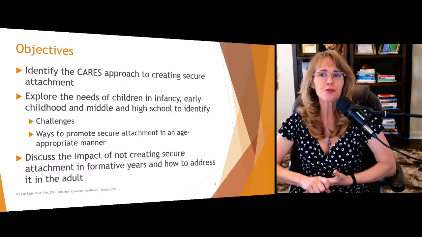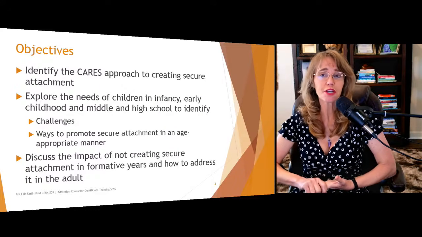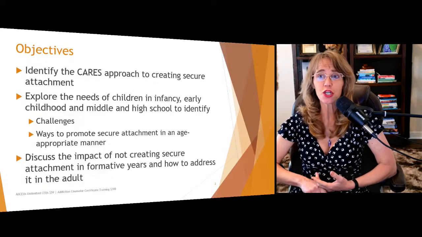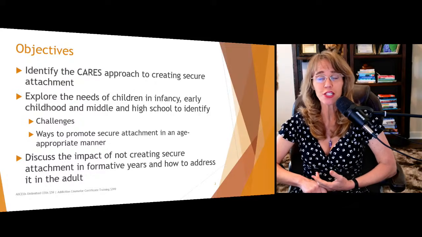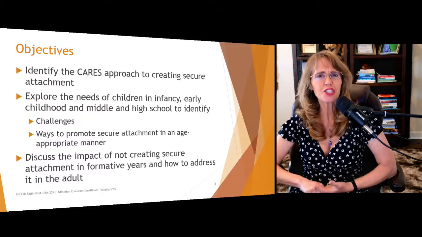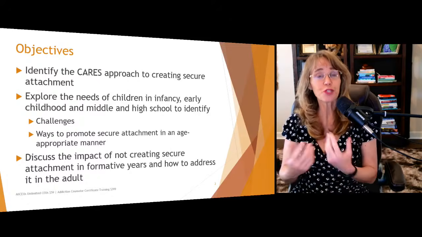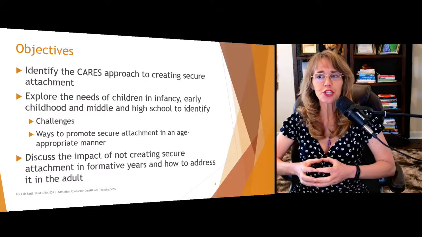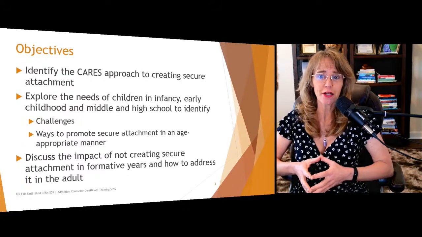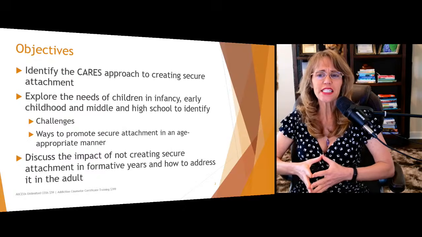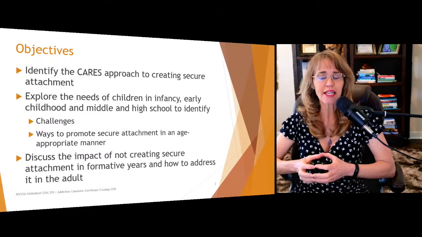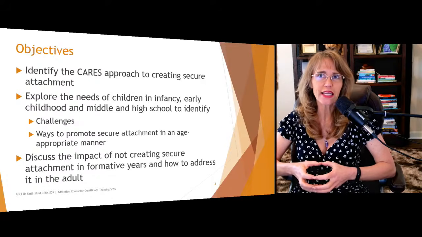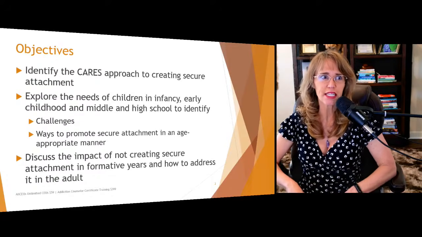Today, we're going to review the CARES approach to creating secure attachment. We'll explore the needs of children in infancy, early childhood, and middle and high school to identify challenges in attachment development and attachment maintenance, as well as ways to promote secure attachment in an age-appropriate manner. Finally, we'll discuss the impact of not creating secure attachment in formative years and how we can address that in the adult who's experienced attachment trauma.